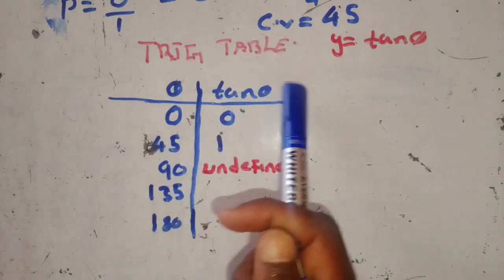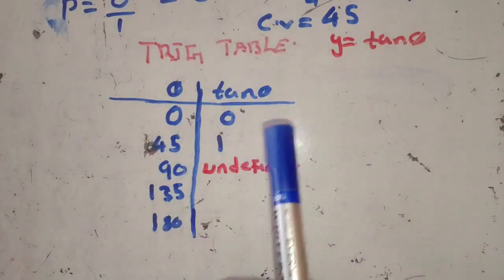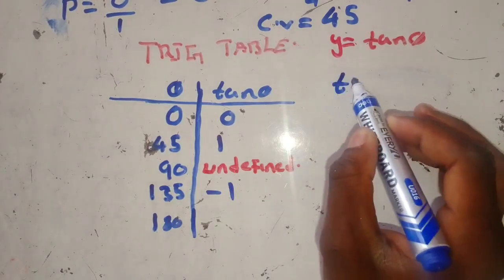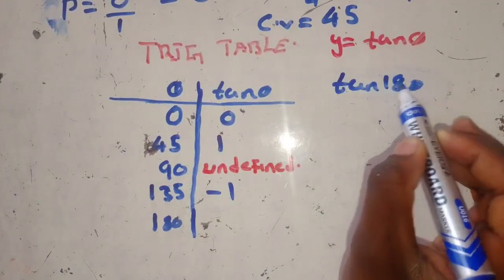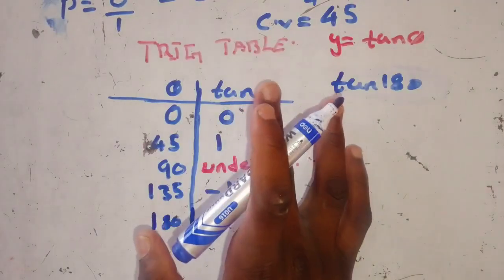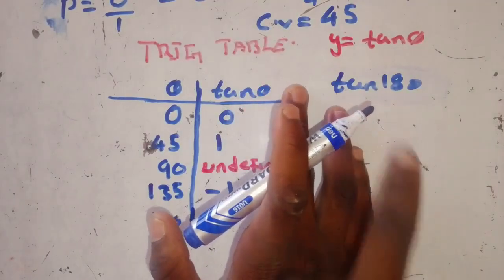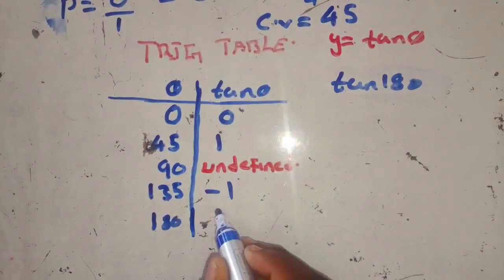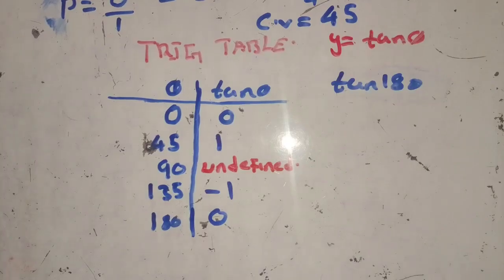After this, you proceed to another point, which is 135. So where there's theta, we're going to put 135. So it will be tan 135, and this will give us -1. The last point is 180. So where there's theta, we're going to put 180, and it will be tan 180, which gives you 0. Then you just start graphing.